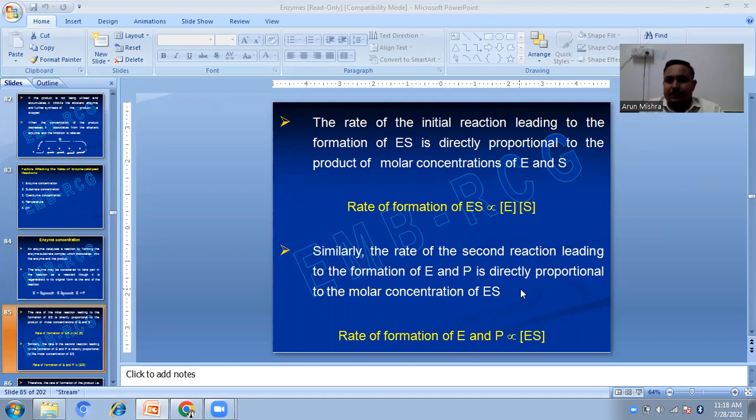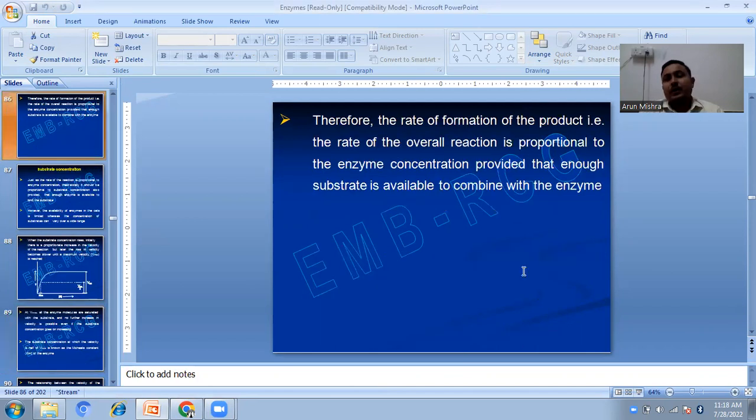This simply means that the amount of enzyme substrate complex formed will be directly proportional to the amount of enzyme and substrate present for the reaction. And similarly, the amount of product formed and the amount of enzyme left after the product formation is directly proportional to the substrate concentration. Therefore, the rate of formation of product, the rate of overall reaction, is proportional to the enzyme concentration, provided that enough substrate is available to combine with the enzyme.